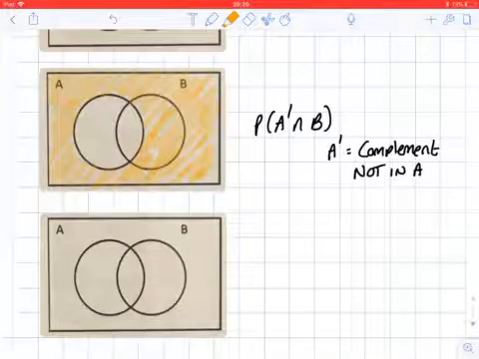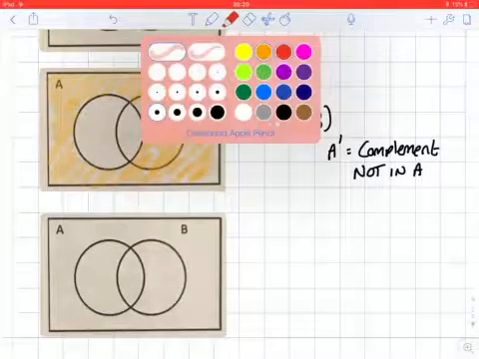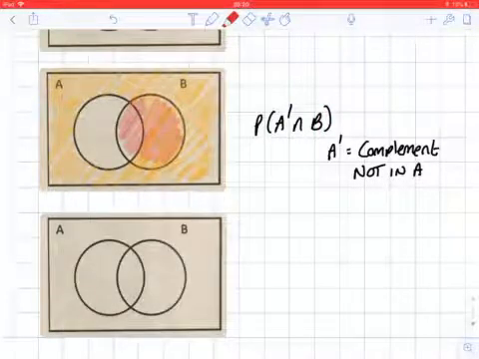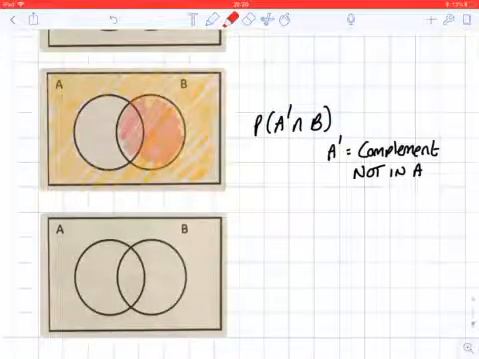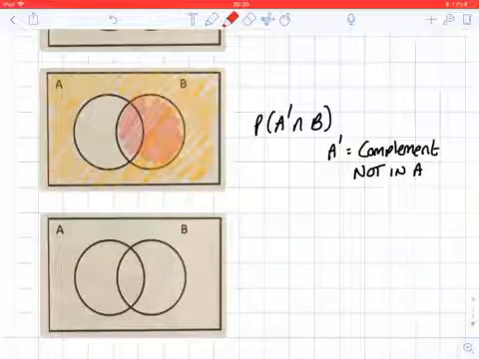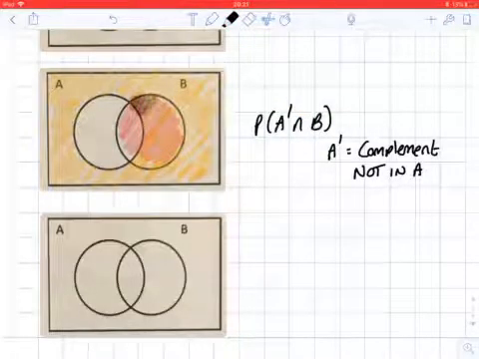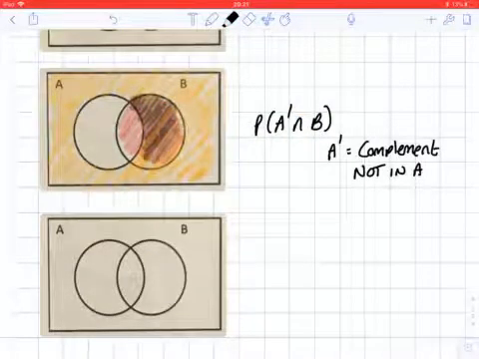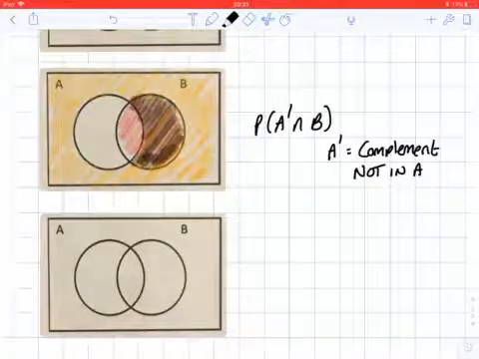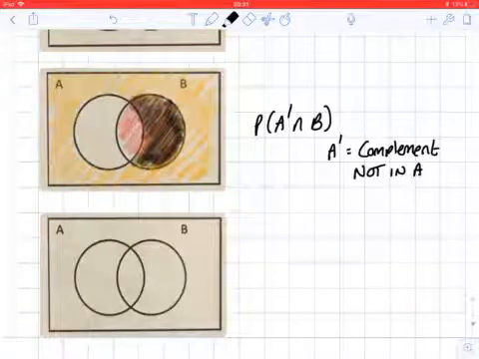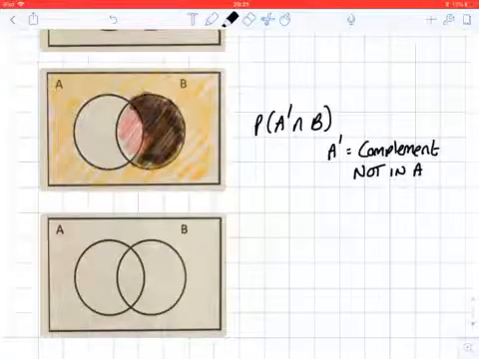Now I'm going to shade in B because it tells me I need to shade in B. So B is everything here. Now, when I look at this, I can only see one area where there's an intersection of the orange and the red there, and that's that crescent moon shape in B. And if I was going to show A' ∩ B on my Venn diagram, I would shade in that section just there. So there's my A' ∩ B.